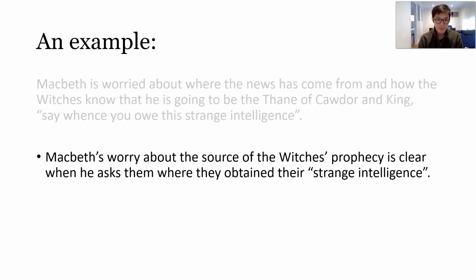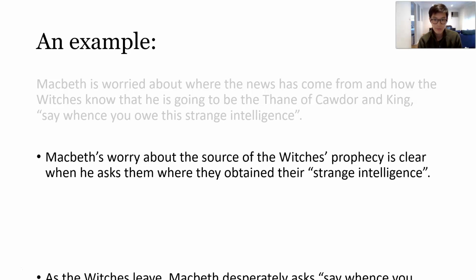Here's an example. Macbeth's worry about the source of the witches' prophecy is clear when he asks them where they obtained their strange intelligence. In this example, what I've done is I've cut the phrase down to the key two words, strange intelligence, and I've integrated it into the sentence. So it's not just tagged on at the end, but it's actually part of the overall sentence.